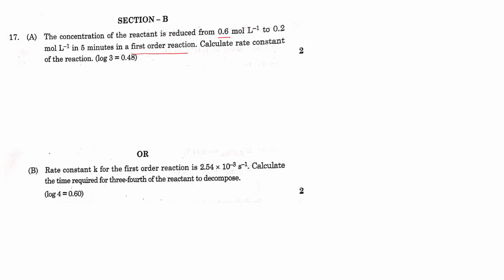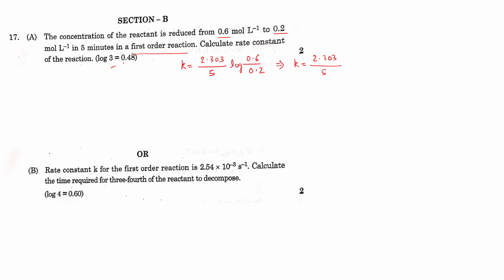So in which concentration decreases from 0.6 to 0.2. Let us quickly write the rate law expression. So k is equal to 2.303 by time, given as 5 minutes, log of initial concentration 0.6 decreasing to 0.2. So it becomes k is equal to 2.303 by 5 log 0.6 by 0.2. 6 by 2 is 3, so this will become log 3, and log 3 is equal to 0.48.